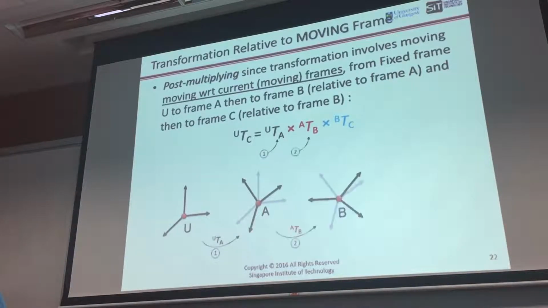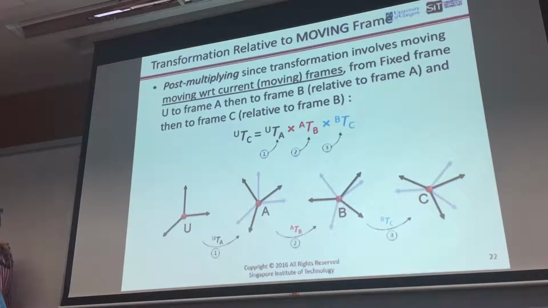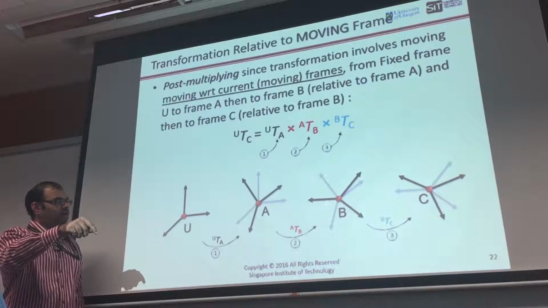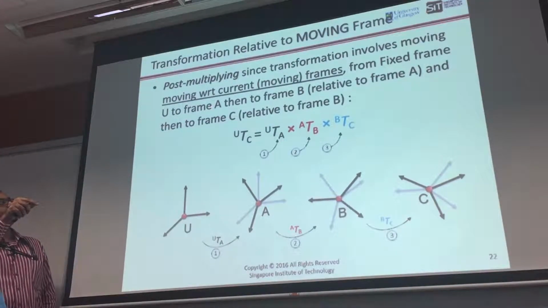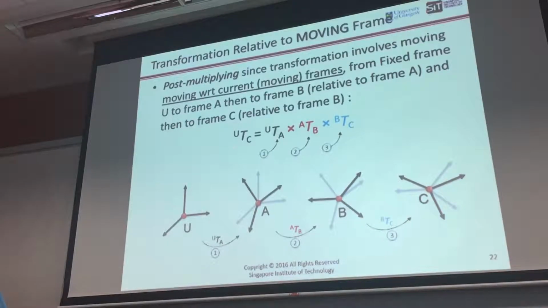Now, this scenario is what I said, moving frame. So from U to A is straightforward, but from A to B, when you move to B, you are using A as a reference instead of frame U. So then you will do a post multiply. Post multiply is on your right.